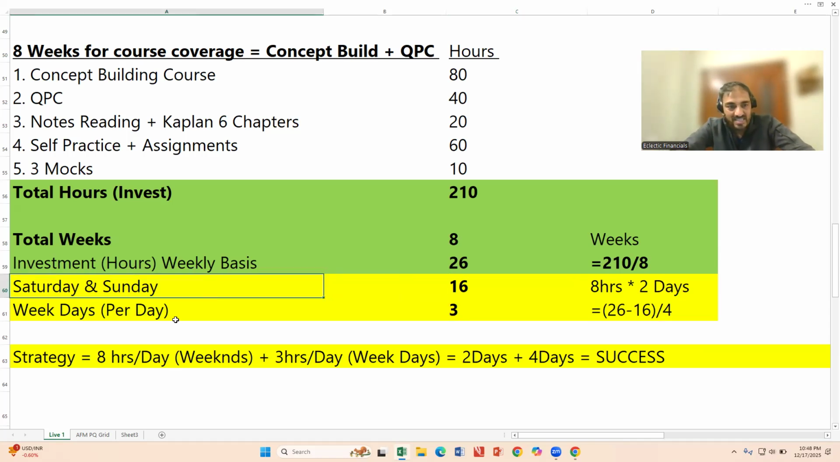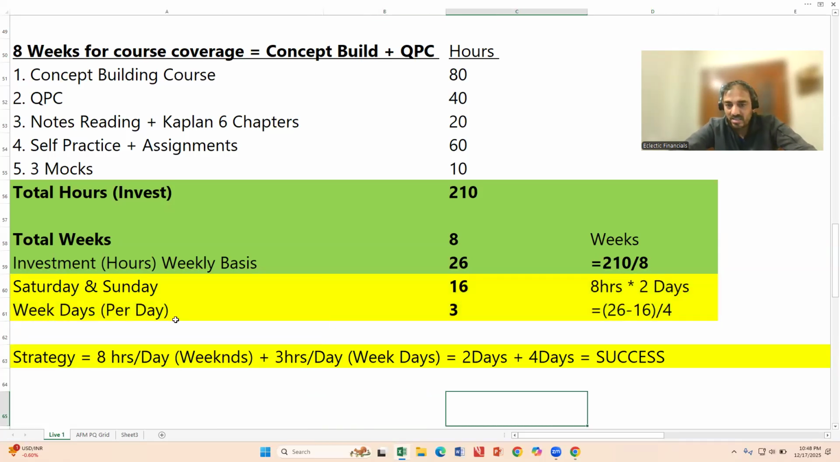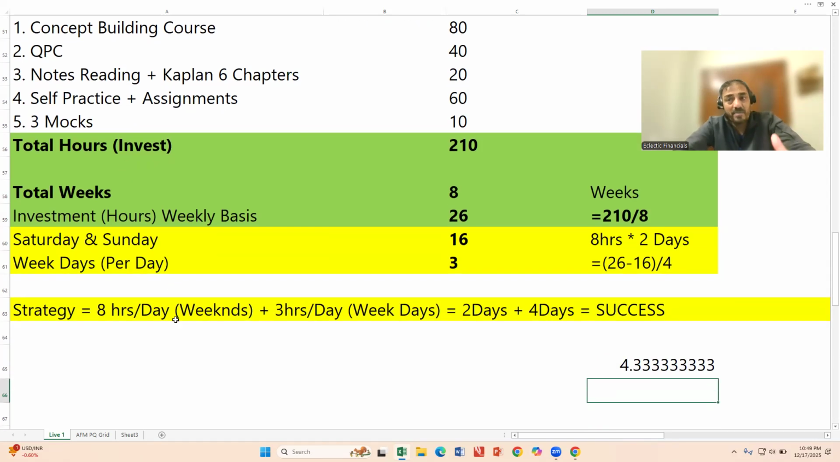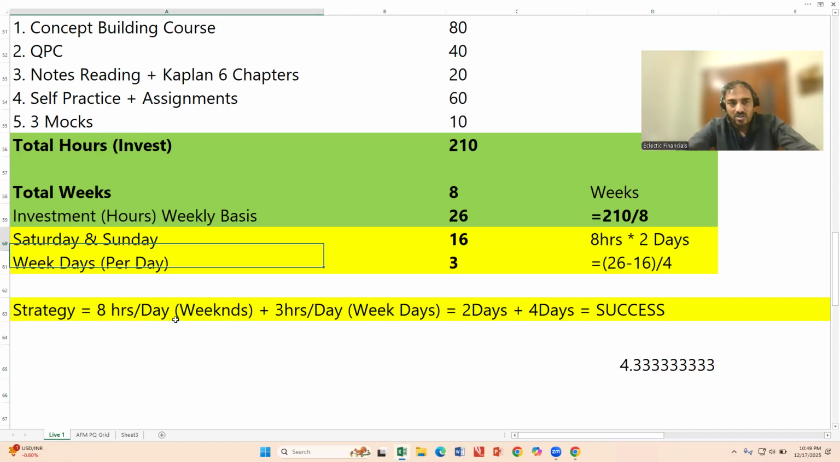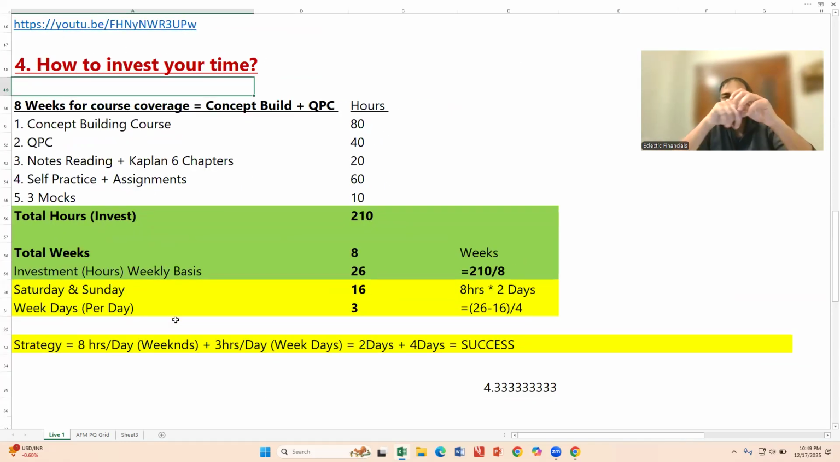So this is a schedule for students who also work. Maybe you are a full-time student, then you can invest your time in a different manner: 26 divided by 6 days a week is 4.33 hours. Maybe you are a part-time job person and part-time student, so you can make a schedule accordingly. It's up to you. Is this clear to all of you? Can you please reply to me?